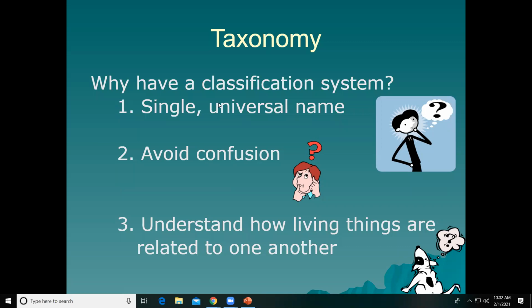So a lot of times we may say a name for an organism, well, we go to a different part of the country or a different area, and that name means something else. And the other thing this does is show how organisms are related to each other. This is where we can start building those phylogenetic trees, looking at common ancestors and how organisms may have evolved over time.